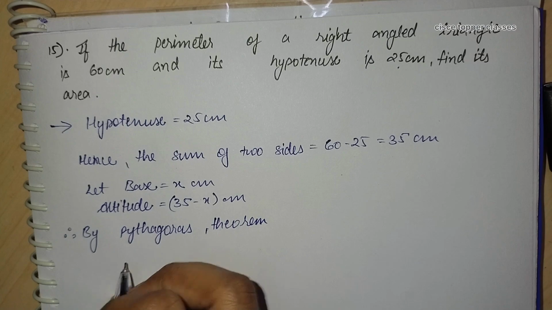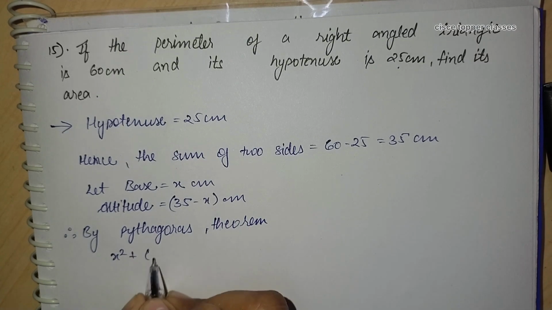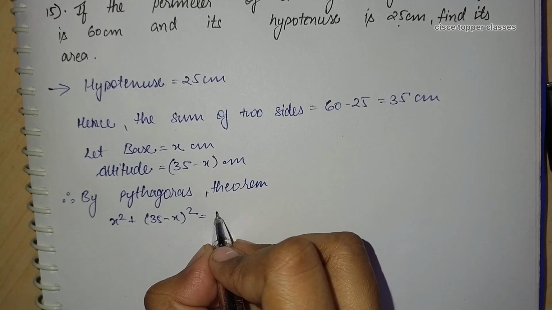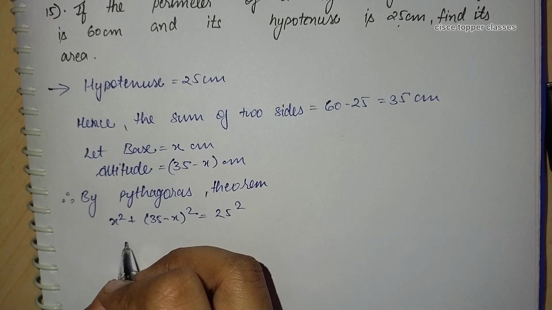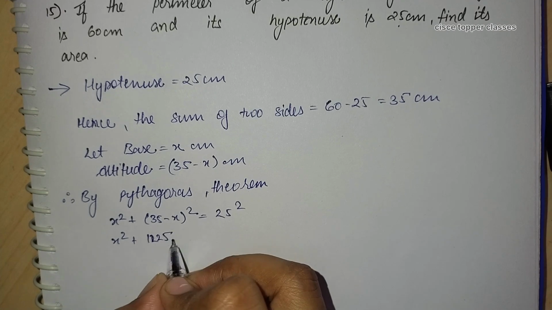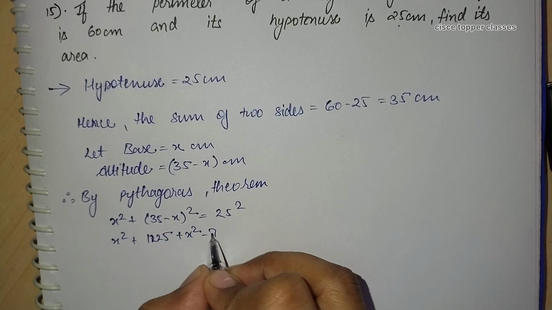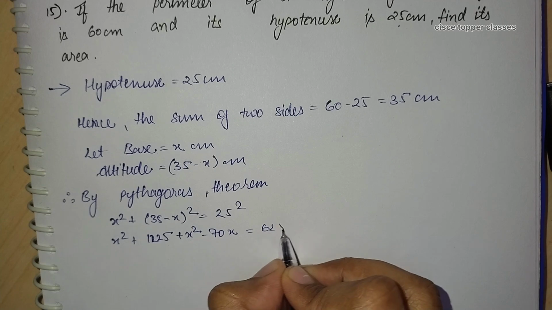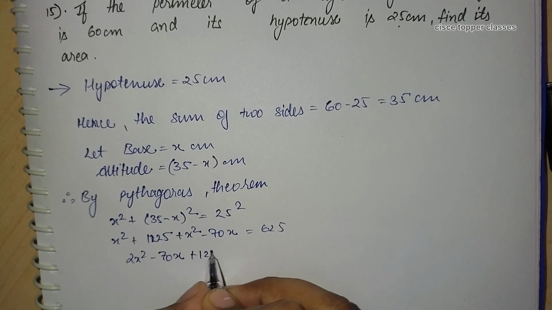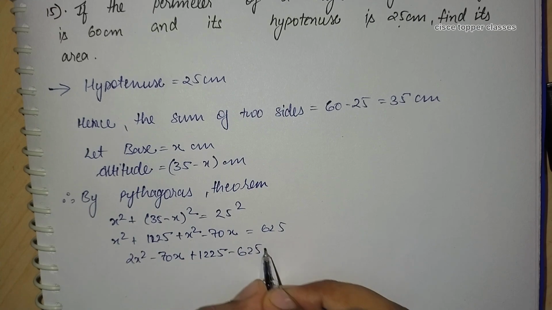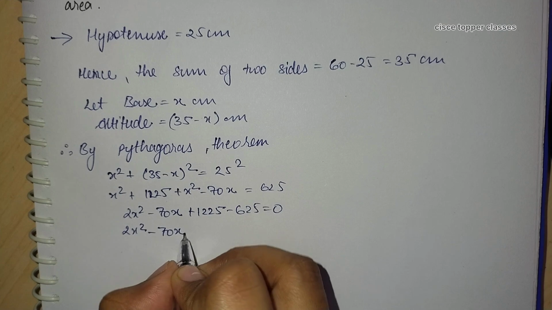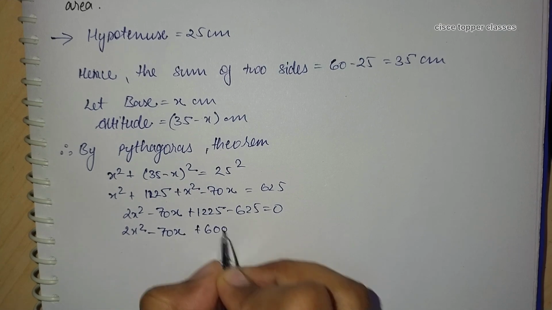we can write that x square plus 35 minus x whole square is equal to 25 whole square. So this will be x square plus 1225 plus x square minus 70x equal to 625. So we can write 2x square minus 70x plus 1225 minus 625 equal to 0. So 2x square minus 70x plus 600 equal to 0.